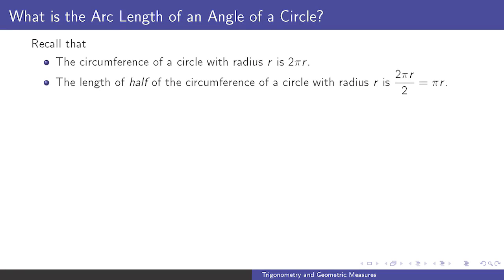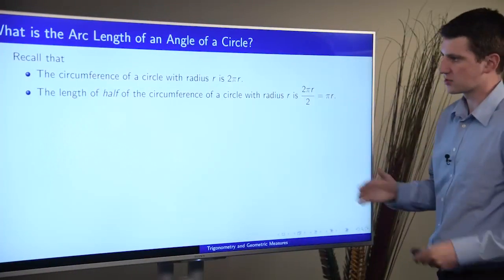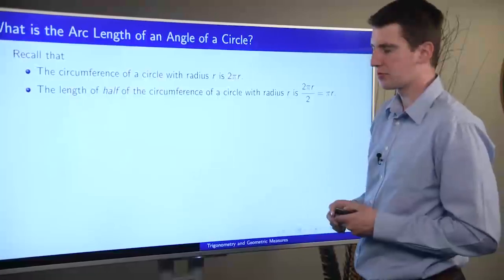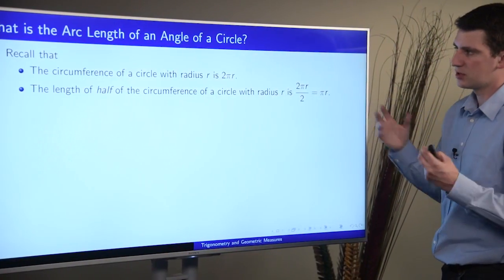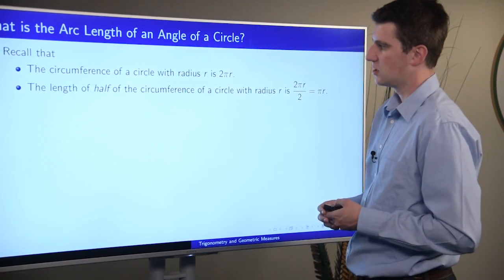Let's talk about arc length. And let's have this question: what is the arc length of an angle of a circle? Well, first of all, just a heads up, this isn't really a good question. This isn't really written well. So before we get there, we need to talk about what some things are and pull some previous information to find out really what arc length in this sense is.